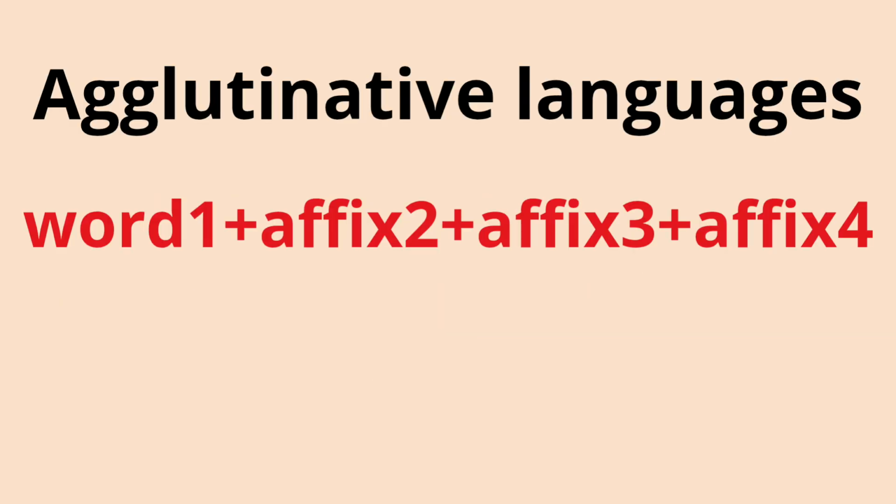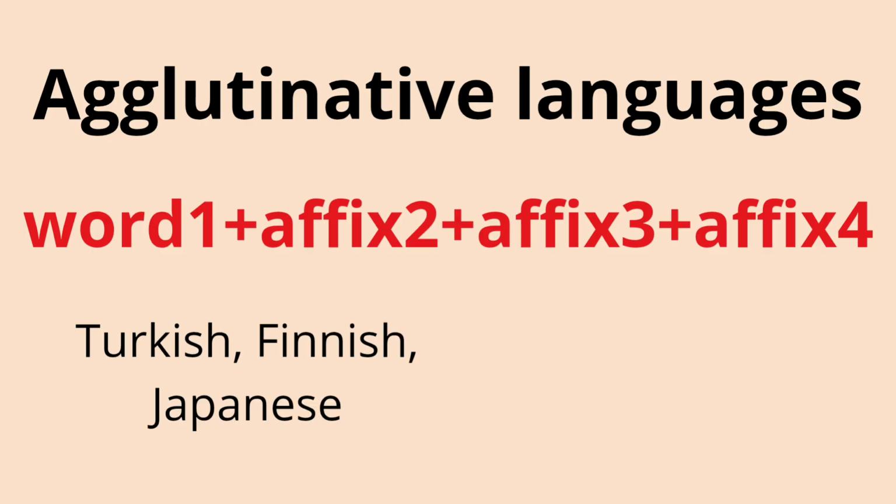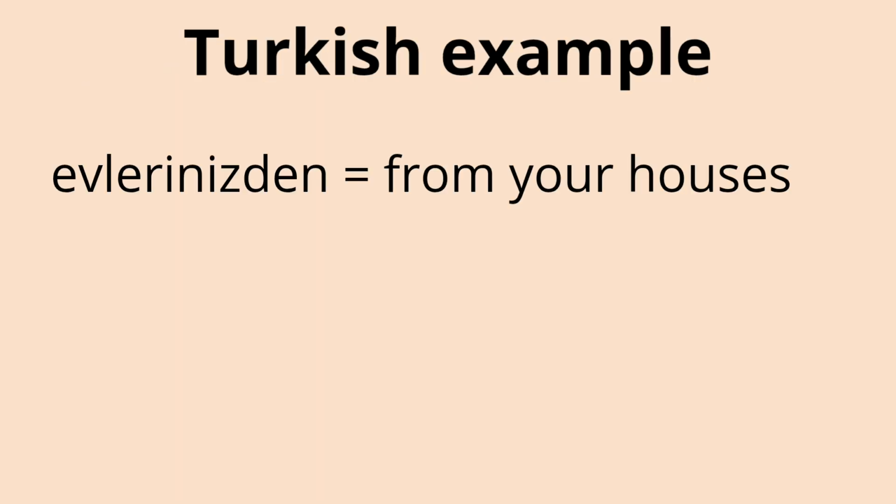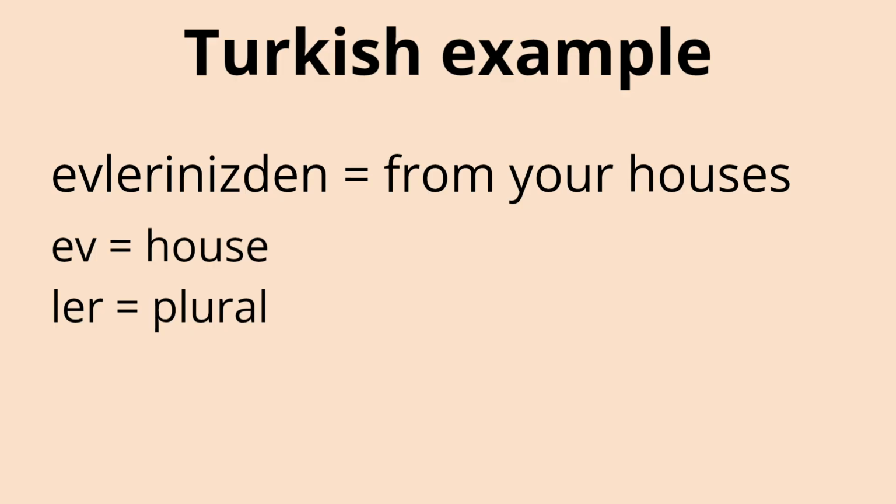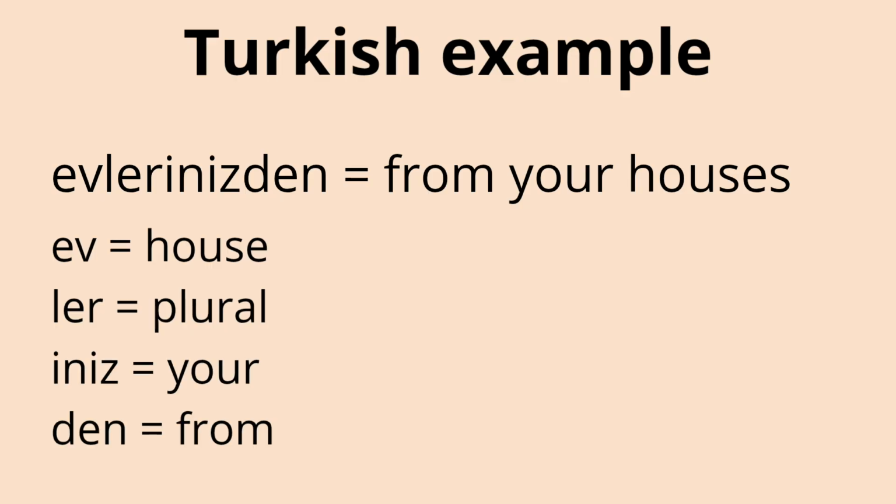Agglutinative languages, on the other hand, use a separate suffix for each grammatical function, like links in a chain. Each one does just one job. Agglutinative languages include Turkish, Finnish, or Japanese. Like in Turkish, evlerinizden means from your houses. We can cut the word into ev, meaning house, ler, indicating the plural, iniz, meaning your, and den, meaning from.